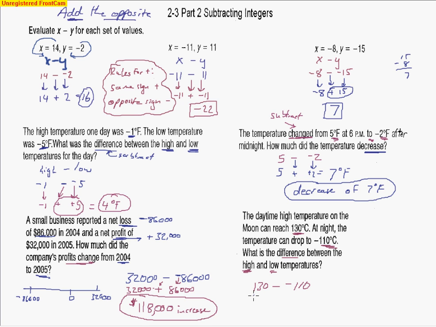So we're going to change it to an addition problem. 130 stays the same. Subtraction to addition, next number to its opposite. And now we're ready to solve. Note that they're the same sign, so I'm going to add those two numbers. When I do that, I end up with 240 degrees Celsius as the change in temperature, or the difference between those two numbers.